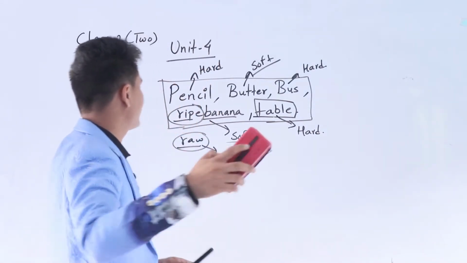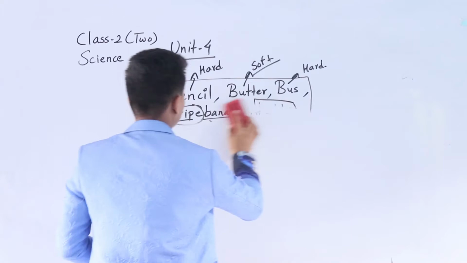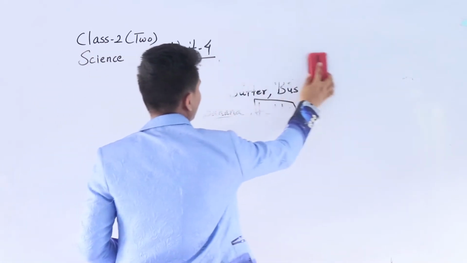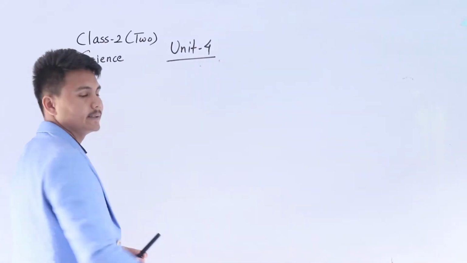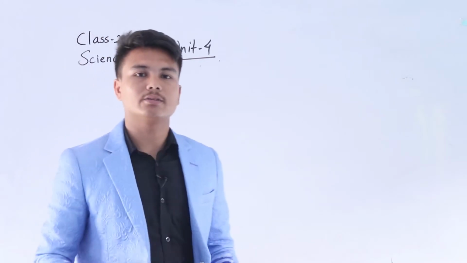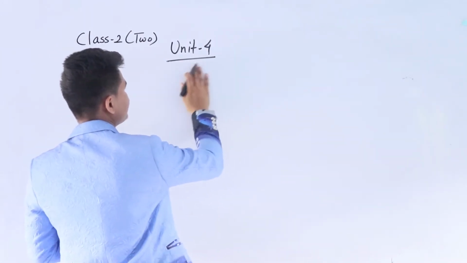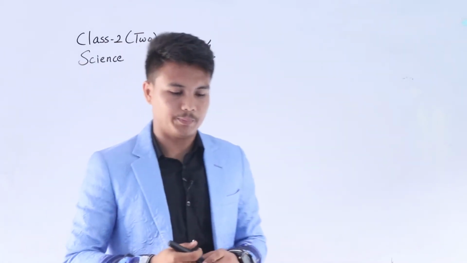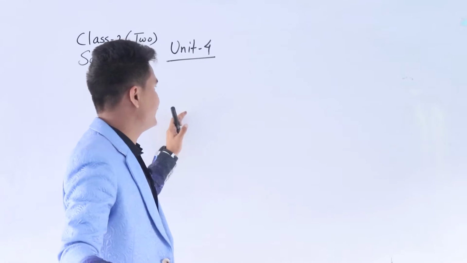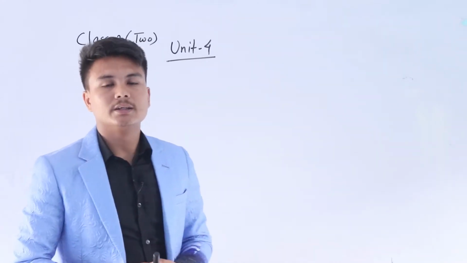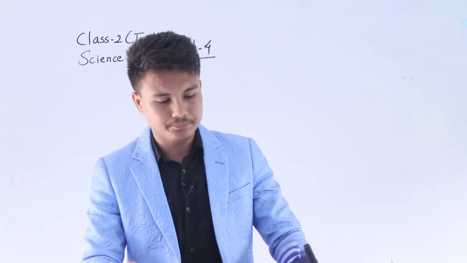Now students, you are able to find whether the surrounding objects are hard or soft. So let's move on to another topic, that is, materials around us have different shape, size, color, taste. Let's try to find out.